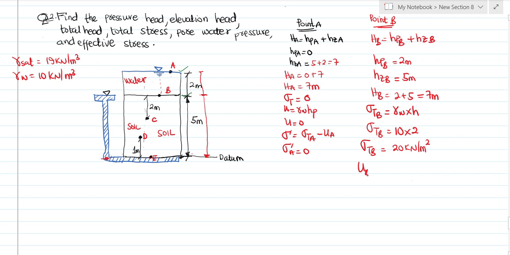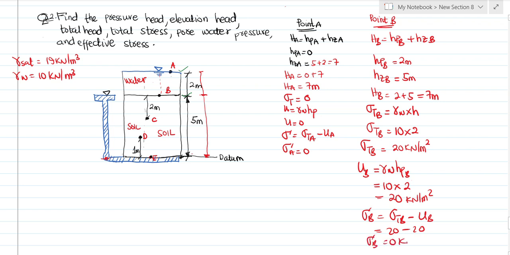Now let's find the pore water pressure at B, which is equal to the unit weight of water times the pressure head at B. The unit weight of water is 10, the pressure head at B is 2, and that's also 20 kilonewton per meter square. Now the effective stress at B is equal to the total stress at B minus the pore water pressure at B. That is 20 minus 20, which gives us 0 kilonewton per meter square. Then we can come to point E.